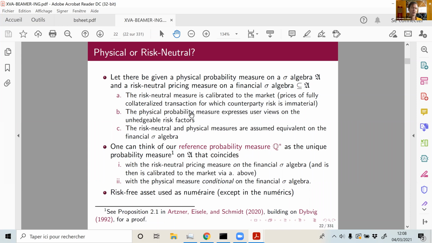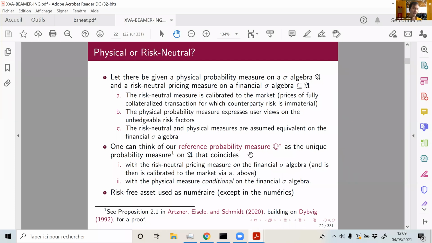Whatever this means, because it's not totally obvious actually what a physical measure should mean in an XVA context where I have to account for cash flows between now and sometimes 70 years from now. Talking about, I don't know, big inflation trades. Okay, this can be as long as 70 years, right? So what does it mean, physical measure at this scale? A risk neutral measure is probably much more tangible, right? Because I can at least calibrate it to derivative prices, which are forward-looking. Which means physical measure in this context is more about user views on the unhedgeable risk factor.